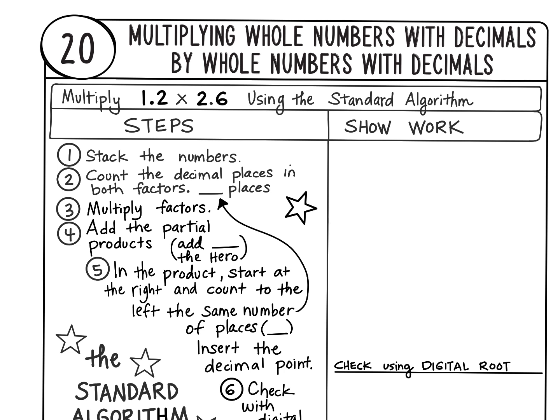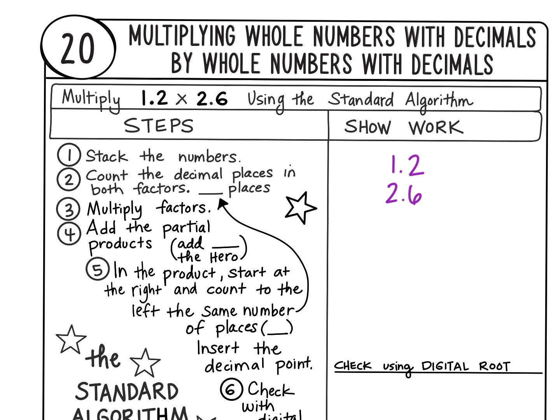So over here, I'm taking my number that it tells me, 1 2/10 times 2 6/10. I'm going to stack my numbers, not my decimals. Did my decimals line themselves up? Yes. Did it matter? No. What matters is my digits are lined up.